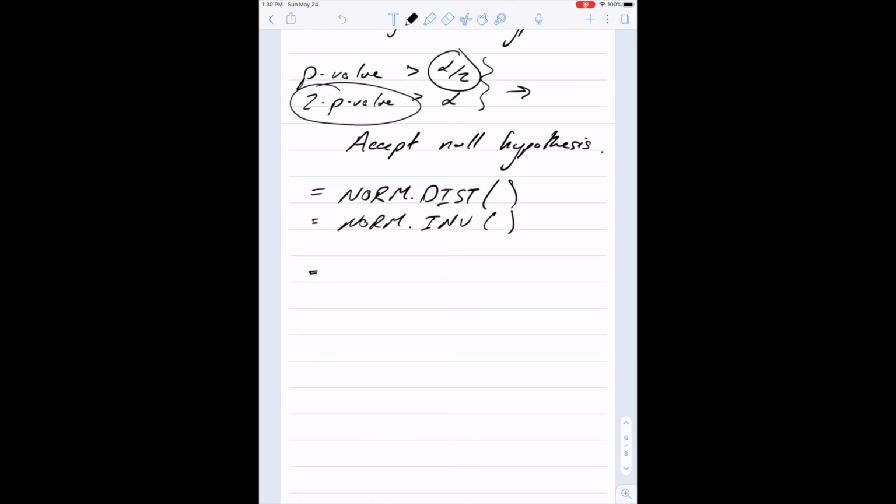Also, if we're dealing with a world where we don't know the population standard deviation, we'd be using these functions. In the Excel example I'm about to do, we're going to be in this world. All right, so let me know if you have any questions about this stuff. You'll get plenty of practice in the book. And I'll see you guys in Excel in a second.